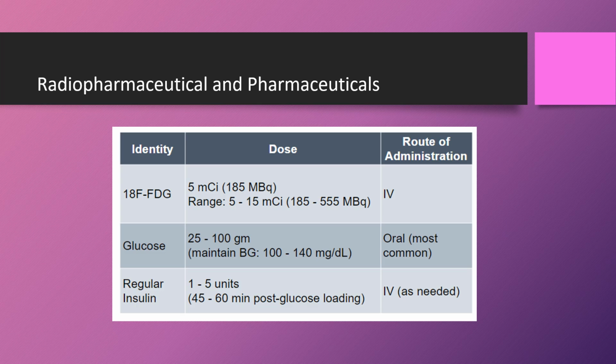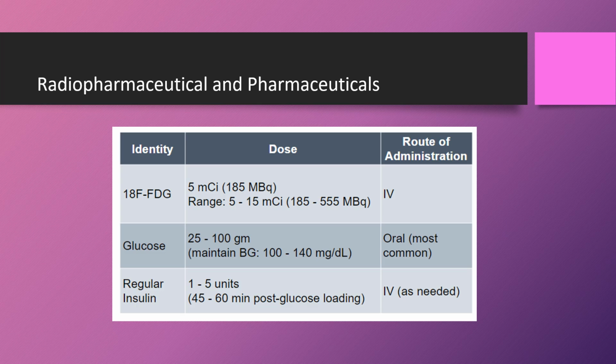Glucose is 25 to 100 grams. You want to maintain a blood glucose level of about 100 to 140. And this is done with the oral administration of glucose. That's the most common way. Some patients may be given insulin. This could be IV as needed. And if insulin is used, it's about 1 to 5 units.